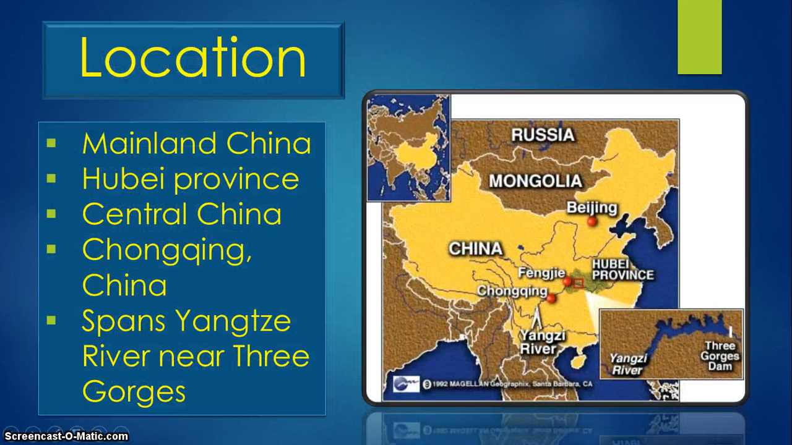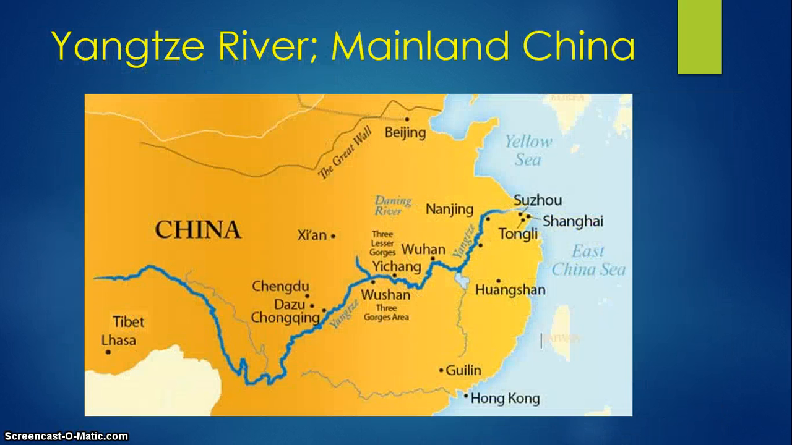The Yangtze River is located in central China, and that's where the Three Gorges Dam is. It's in the Hubei province. The nearest large city is Chongqing, and it spans the Yangtze River near the Three Gorges area. And you can see the inset of the Three Gorges Dam and the reservoir that has been created due to the dam's flooding of the valley. It's approximately 400 miles long, about the distance from here to Chicago.